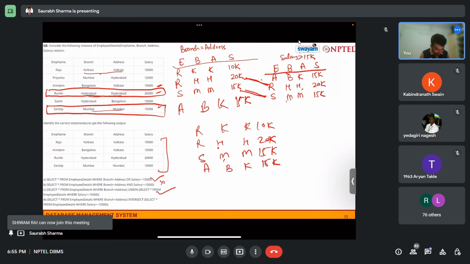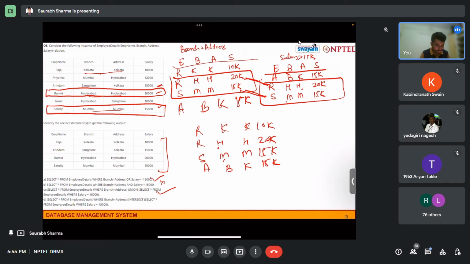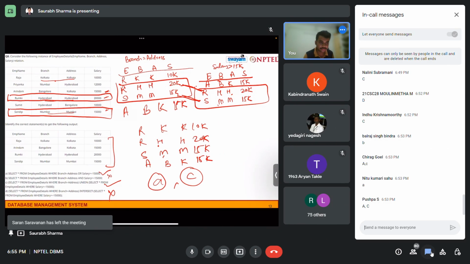In the last, it is telling intersect. Intersect will provide the common ones. So these two and these two are common, so Roorkee and Sandeep will be there. That will also not be the answer. So the answer will be A and C. Any doubts? Yes, it's correct.